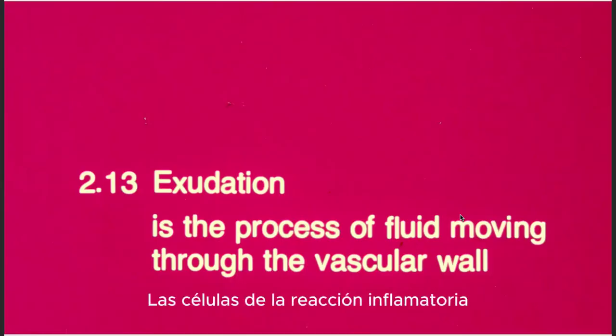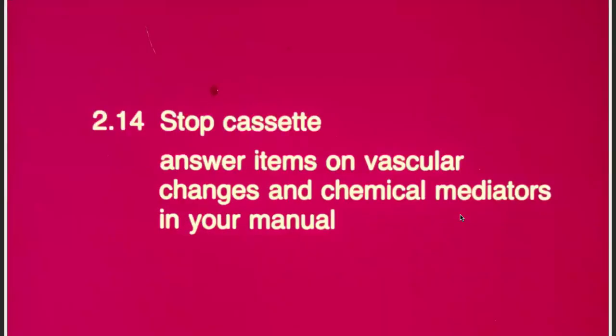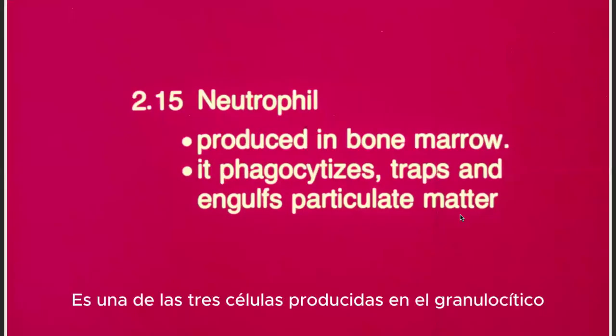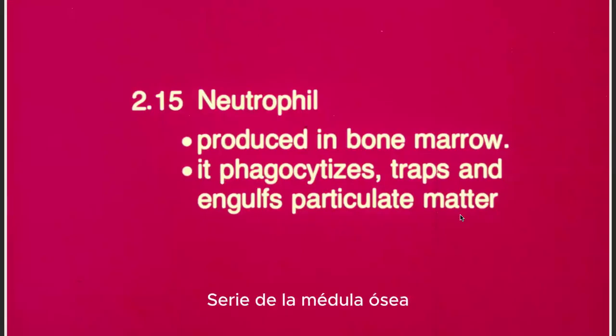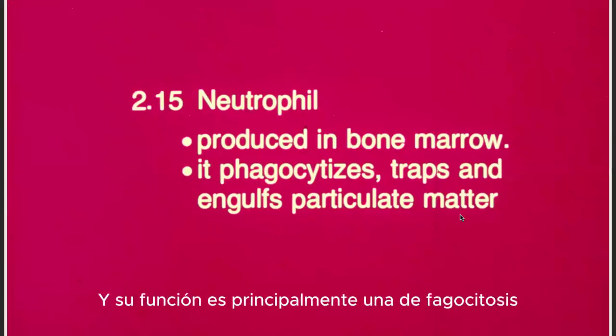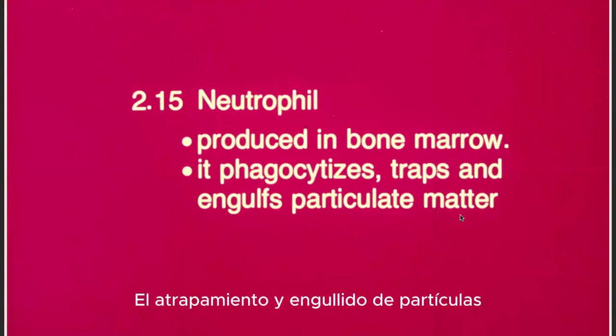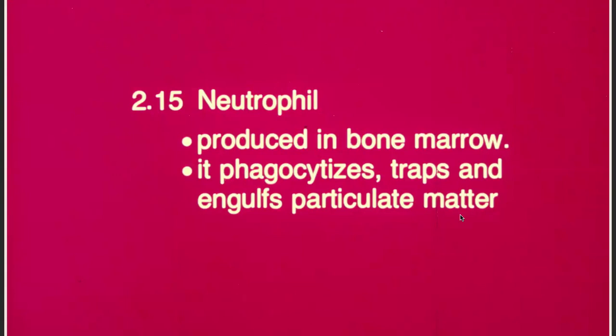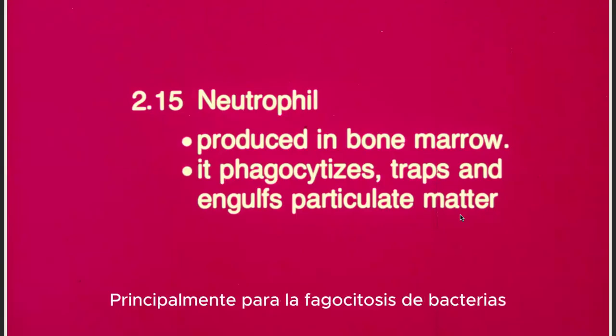The cells of the inflammatory reaction are shown on the chart in your manual. The neutrophil is one of the 3 cells produced in the granulocytic series of the bone marrow, and its function is primarily one of phagocytosis, that is, the trapping and engulfing of particulate matter. The small neutrophil functions primarily for the phagocytosis of bacteria.